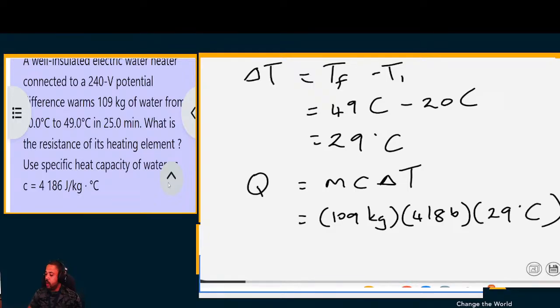And if you multiply all of these together, now I usually don't do the multiplication part, like physically go on a calculator and show you how to multiply. I assume you all know how to multiply 109 times 4186 times 29. You can plug that into your calculator, but you will get the following. And I wrote it down as I got it: 132,499,94, right?